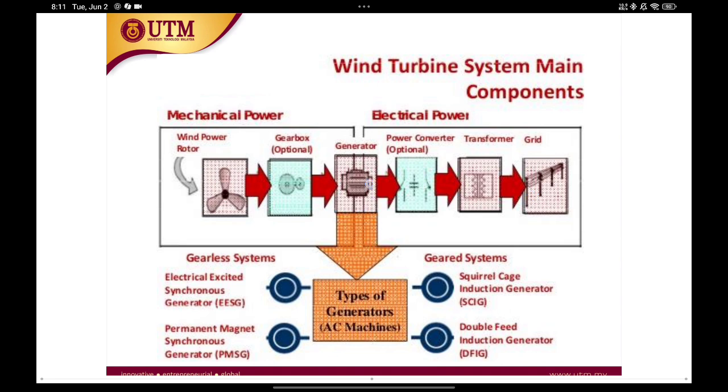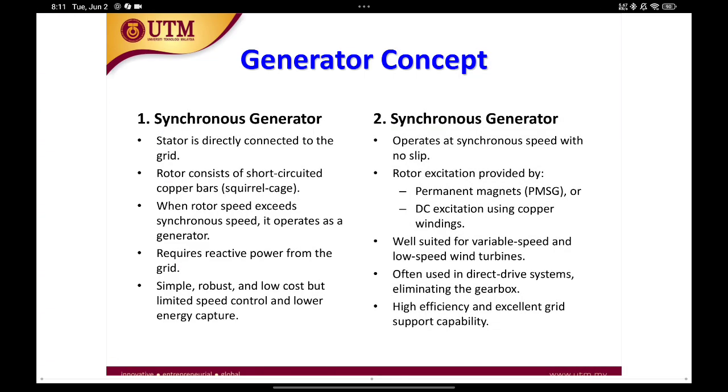For the generator, there are four types usually used: EESG, electrically excited synchronous generator, or permanent magnet synchronous generator. These two are usually gearless, with no need to use a gear. Then you have the geared types, which are the squirrel cage induction generator and the doubly fed induction generator. These usually need a gear because they need to rotate at a very fast rate. So those are the four types of generator that you need to know.